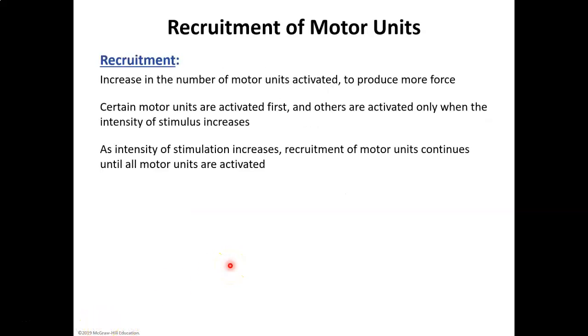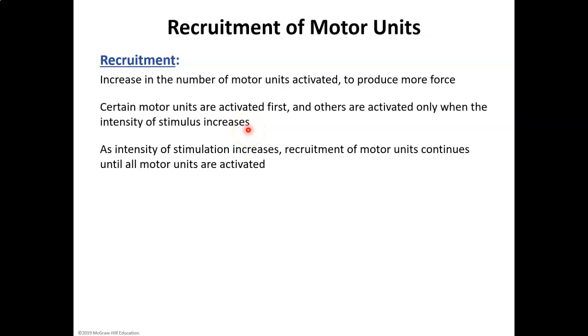All right. So if you're going to recruit more motor units, that means you have to do something that requires more effort. Okay. So recruitment is increasing the number of motor units activated to produce more force. That's the whole point. If you have one motor unit contracted, you get a tiny bit of force out of it. If you have 2, 3, 10, 20, 1,000, if you start to recruit more and more motor units, you are going to produce more force. Simple as that. Certain motor units are activated first. Others are activated only when the intensity of the stimulus increases.